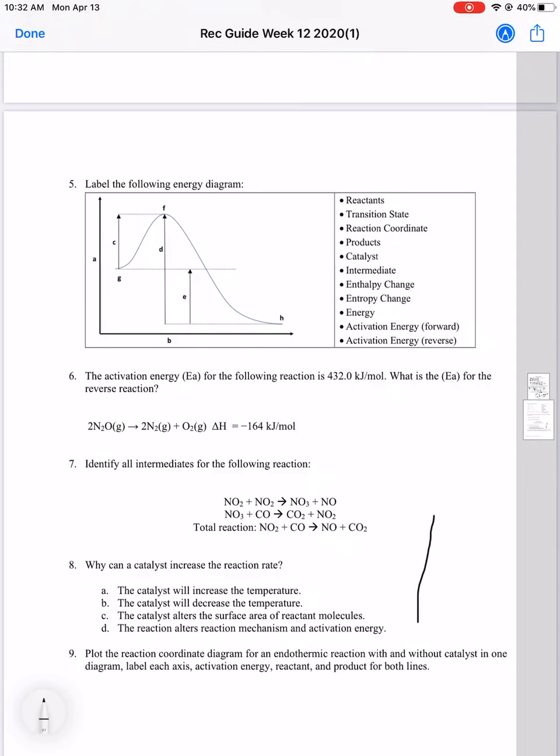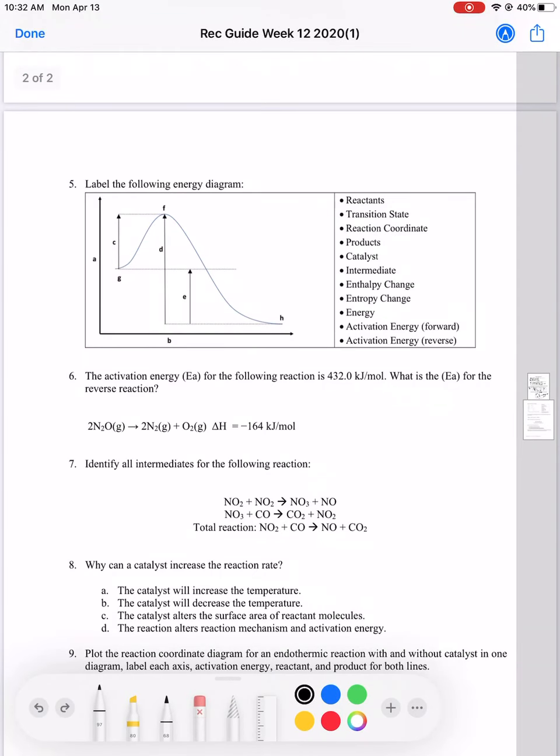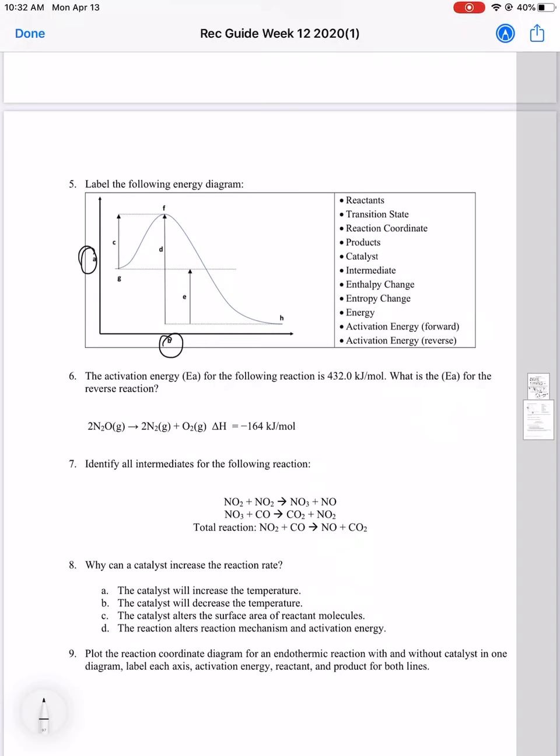Number 5, we're labeling the energy diagram. So let's start off with, we have our coordinates here, A and B. And A, remember, on this energy diagram is going to be energy. Because basically this is showing, okay, you start with this much energy, as the reaction progresses, the energy increases, and it's going to decrease until we get to the energy of the products. And on our B, basically what's happening is we're looking at how the reaction is progressing kind of over time, I guess. So we're going to call that the reaction coordinate. And that's B.